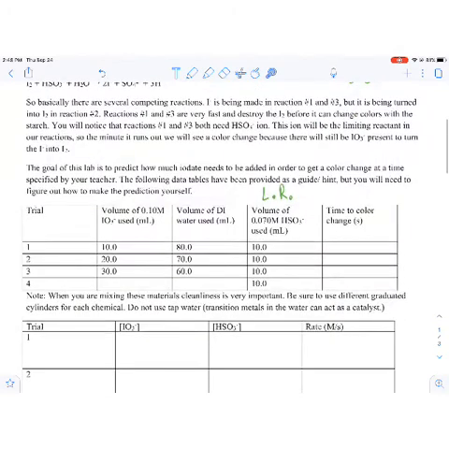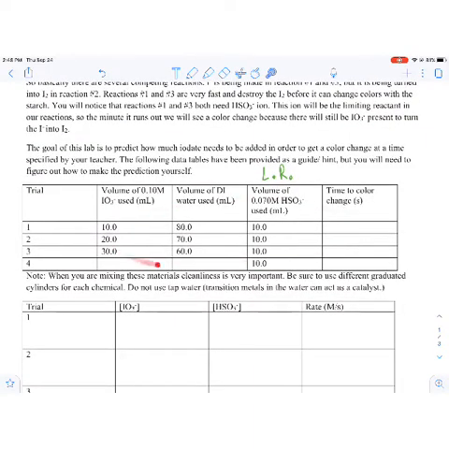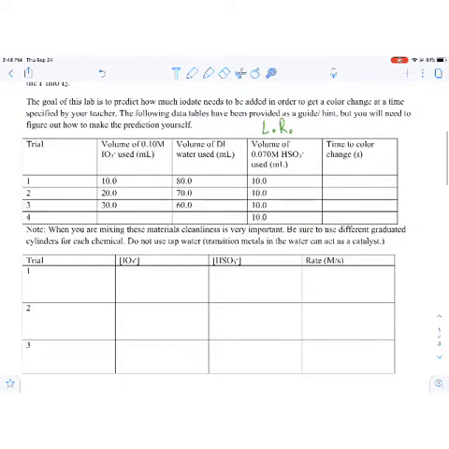So let's go ahead and get to mixing here. Now, before we do that, this is the mixing table. This is not what has been on our worksheets, though. When we were finding the rate law on our worksheets, they did not give us milliliters. Right? They gave us a table that looked like this.